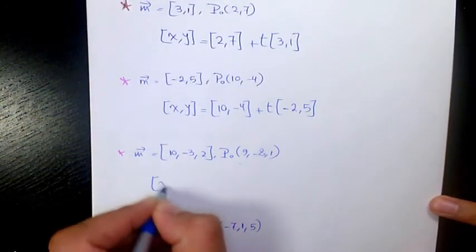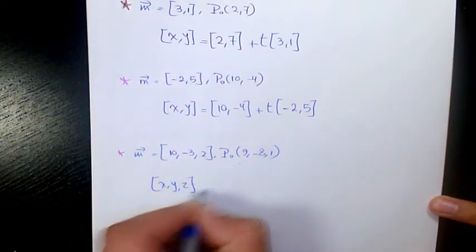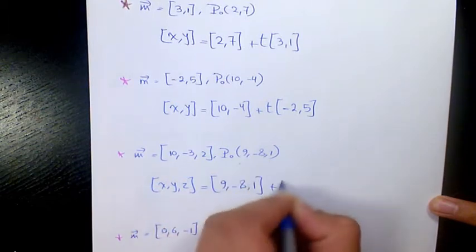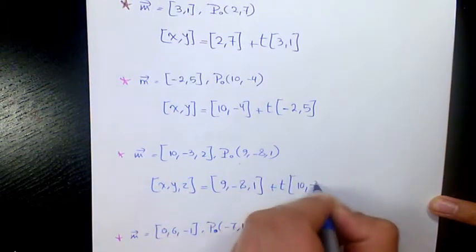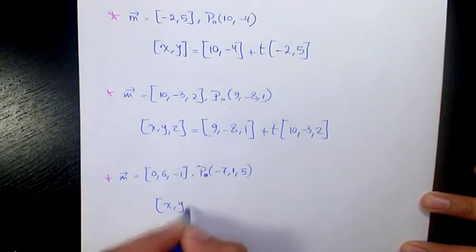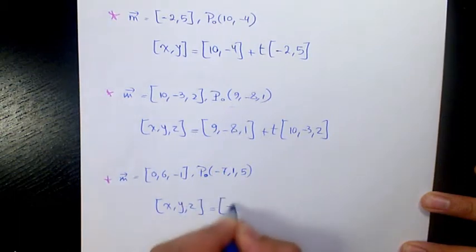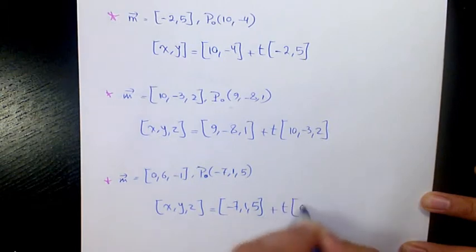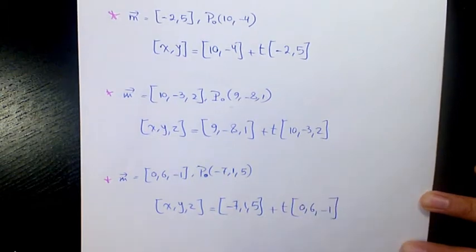Then we have (x, y, z) = (9, -8, 1) + t(10, -3, 2). And (x, y, z) = (-7, 1, 5) + t(0, 6, -1).